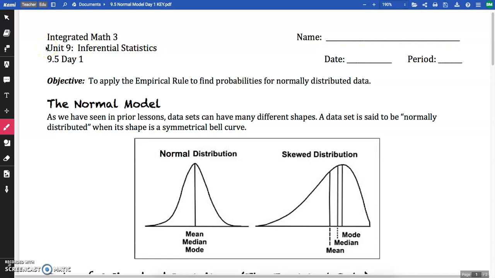All right, hi guys. We're doing 9.5 day 1 today. We're looking at the normal model.